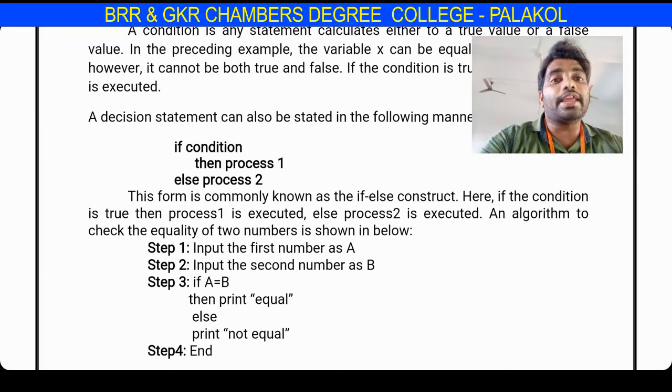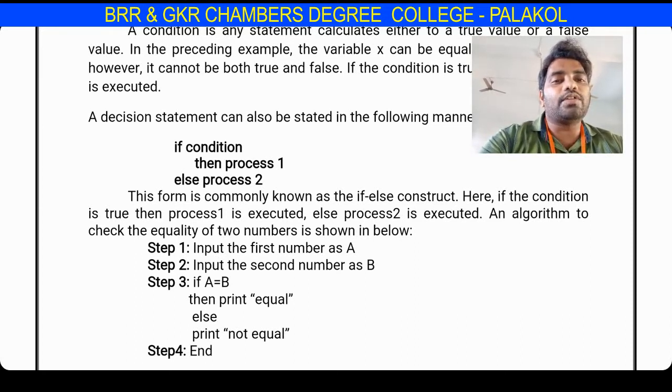If A equal to B, double equal to means comparison operator. A, B, both are equal representation of the condition. Suppose the condition is true, A is equal to 4 and B is equal to 4. 4 equal to 4, the condition is satisfied. Then print equal. The process 1 is executed.